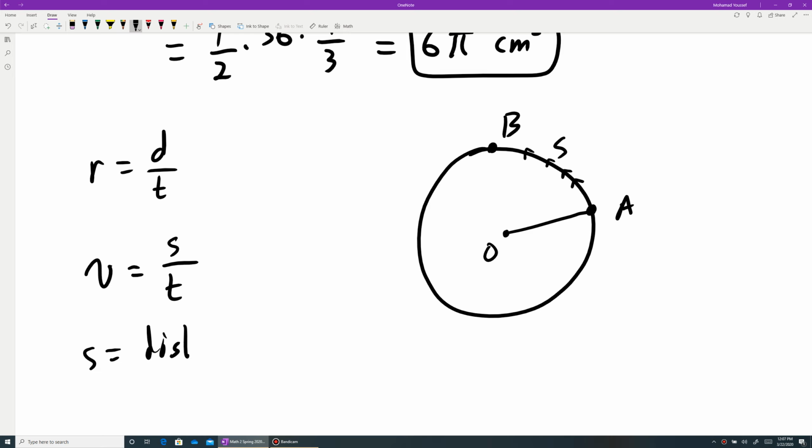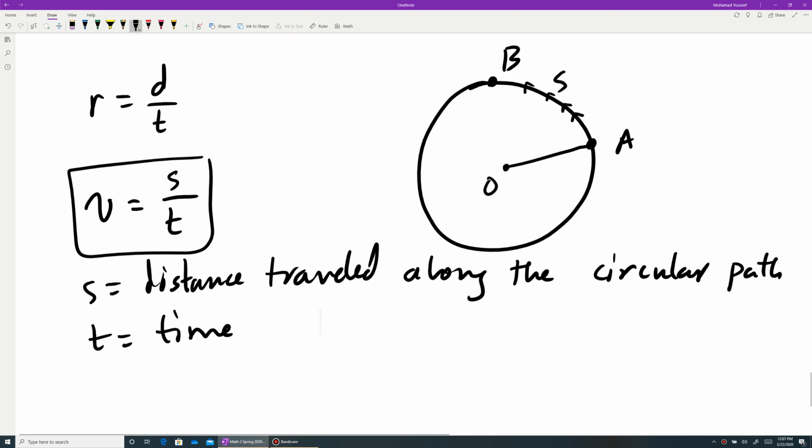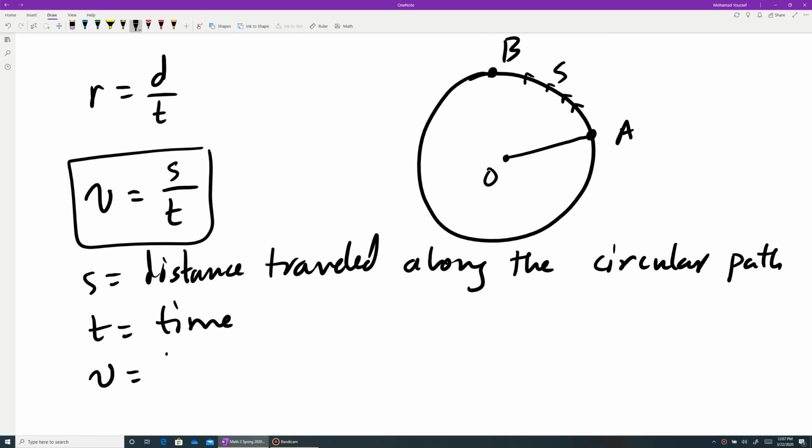where s is the distance traveled along the circular path, and t is the time. V is the velocity. We call it linear velocity.